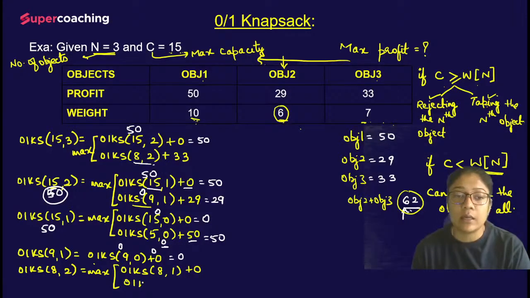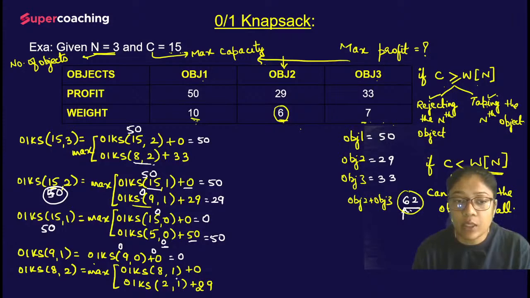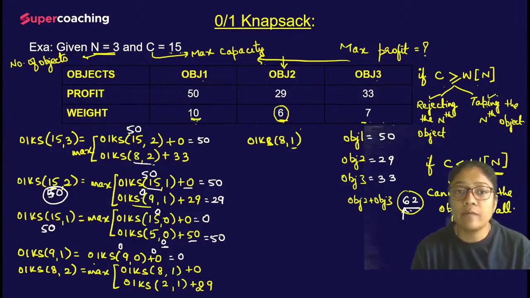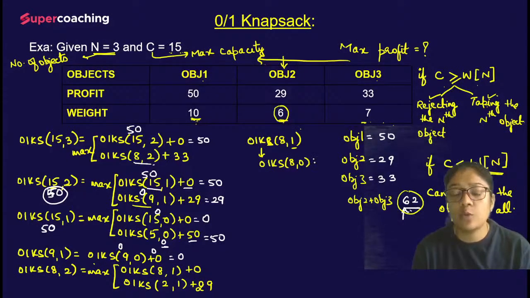If the object is taken, then update the capacity. 8 minus 6 is 2. Consider the next object. Profit is 29. Right? Elaborate this function called 01 knapsack 8, 1. That means object 1 को consider करना है. Object 1 का weight 10 है but capacity 8 है तो object को नहीं ले सकते. This object will be rejected, so it will be returning 01 knapsack 8, 0 and no profit will be assigned. That will be returning 0.